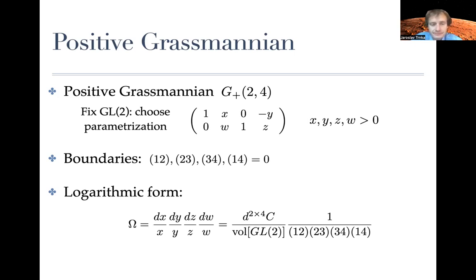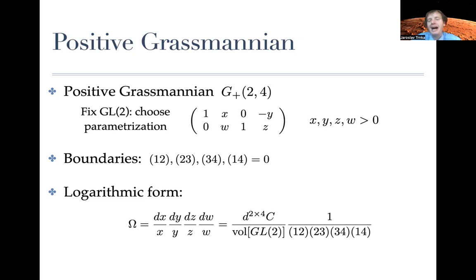Now the logarithmic form on this space is really trivial because we just have four parameters being positive. So the logarithmic form is just dx over x, dy over y, dz over z, dw over w. But this was in some particular parametrization.